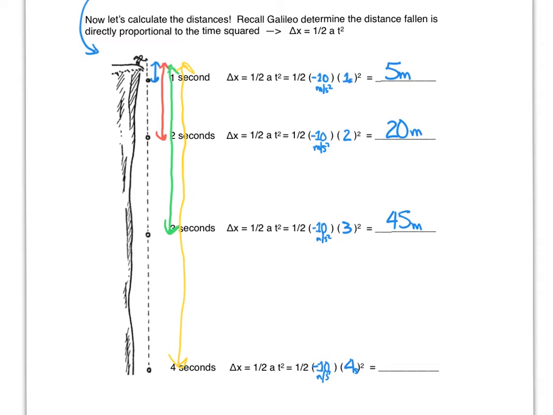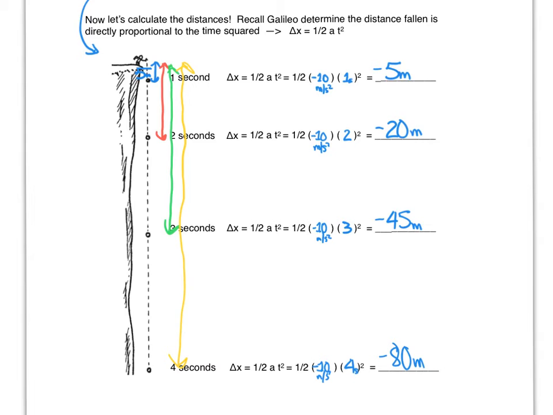So 4 squared is 16, times 10 is 160, times 1/2 is 80 meters. Right? Yeah, we did that right. Okay. So I also realized these should really be negative because we're falling below where we started, as long as we know that. But yeah, taking a look here, this distance is 5 meters.